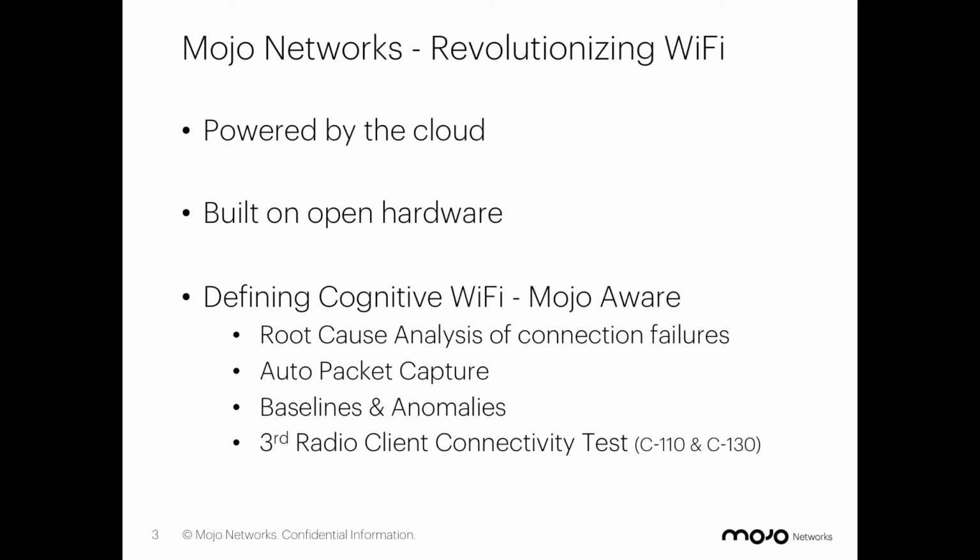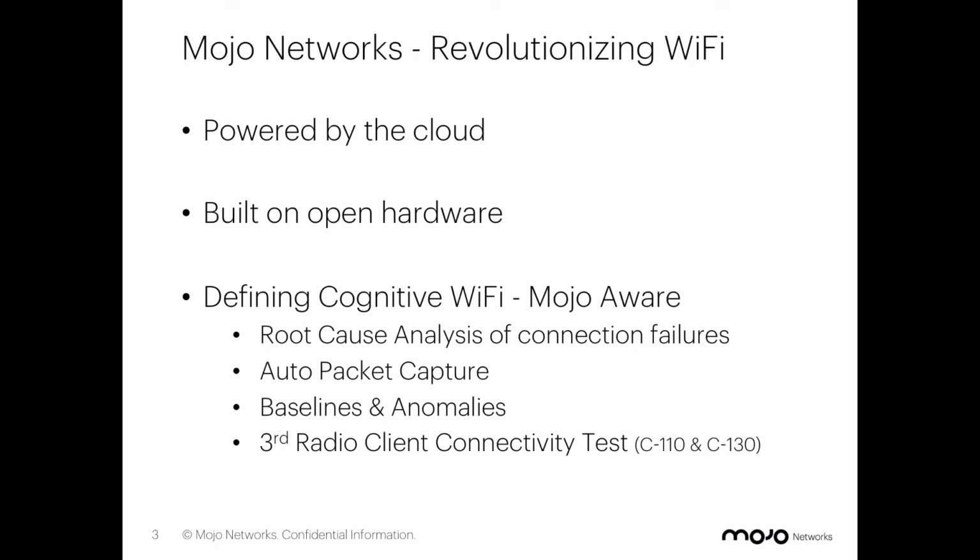Before, you had to have a sniffer trace, you had to get logs, you had to do all these things. With cognitive Wi-Fi and Mojo Aware, the AP does all that for you. We have the intelligence. We built that intelligence in the AP, so the AP can do this root cause analysis and provide the information back.